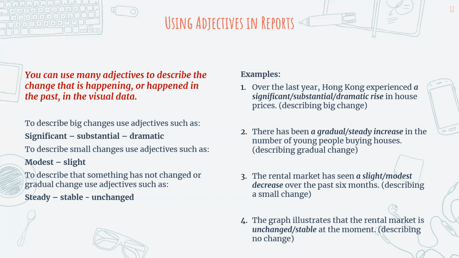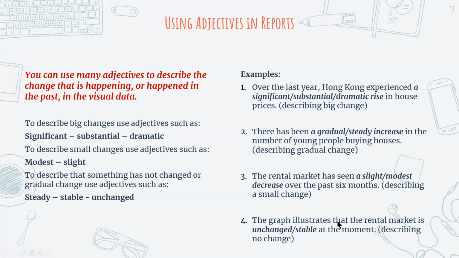No. Okay, it's a gradual change. The rental market has seen a slight, modest decrease over the past 6 months. Here, I didn't use the past simple. I said the rental market has seen, okay, over the past 6 months, because it's related to the present time, okay? So it has an effect in the present, okay?